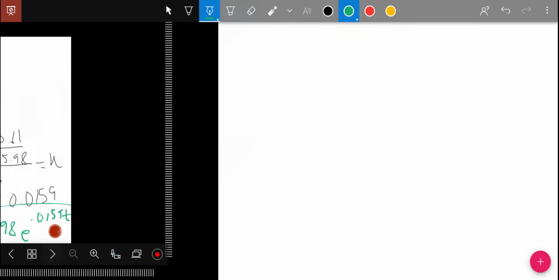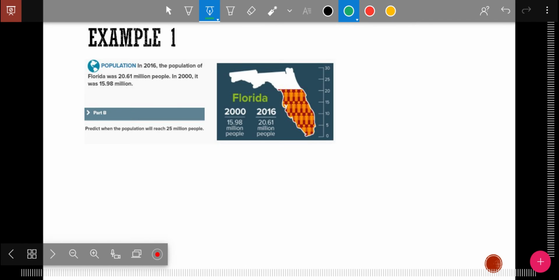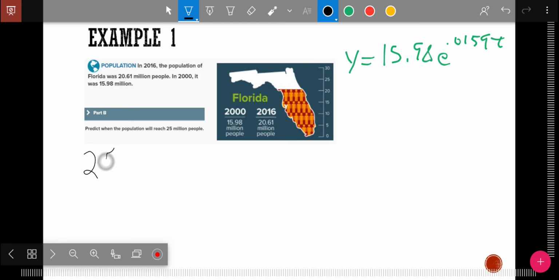Part B, they're asking me to predict when the population will reach 25 million. Remember, we just got y equals 15.98 e to the 0.0159t. To predict when it will reach 25 million, I have to plug 25 in and figure out how many years that will be.